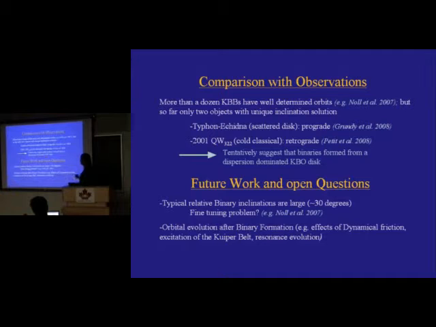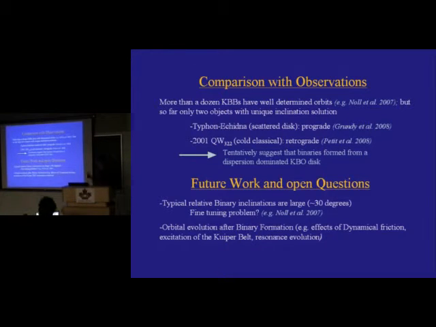Nevertheless, a few months ago, there have been two unique solutions reported. One for a scattered disk object, which is found to be prograde, and one for a cold classical Kuiper belt object that's found to be retrograde. It's too early to draw any conclusions from this, but it tentatively suggests that maybe binaries form in a slightly dispersion-dominated Kuiper disk.